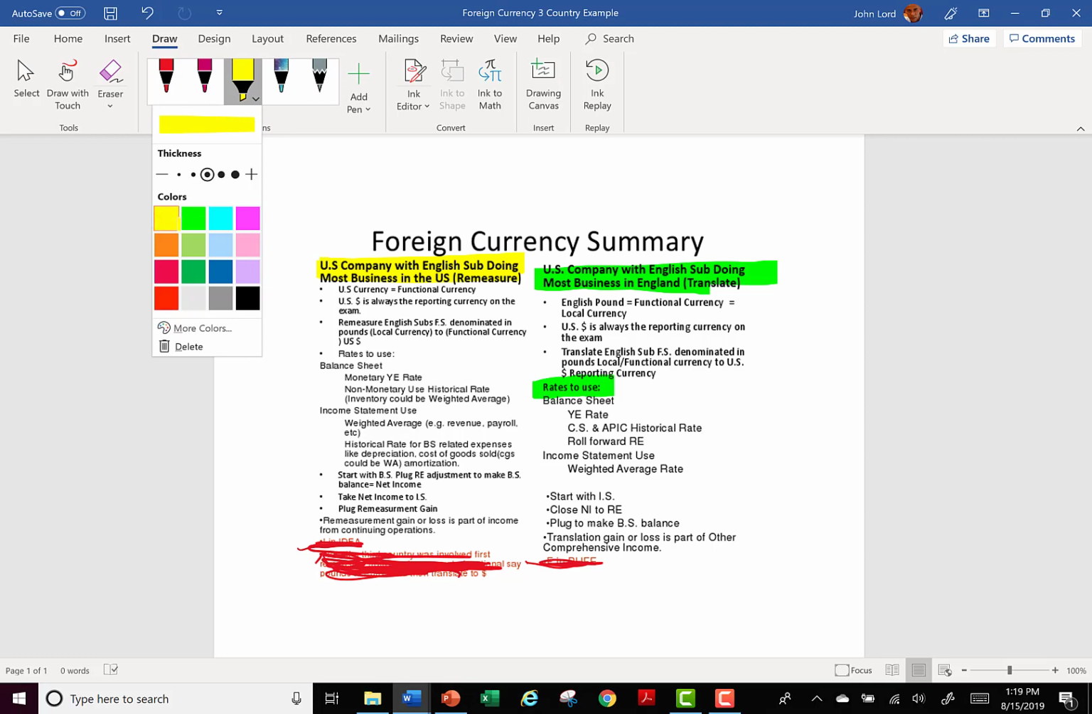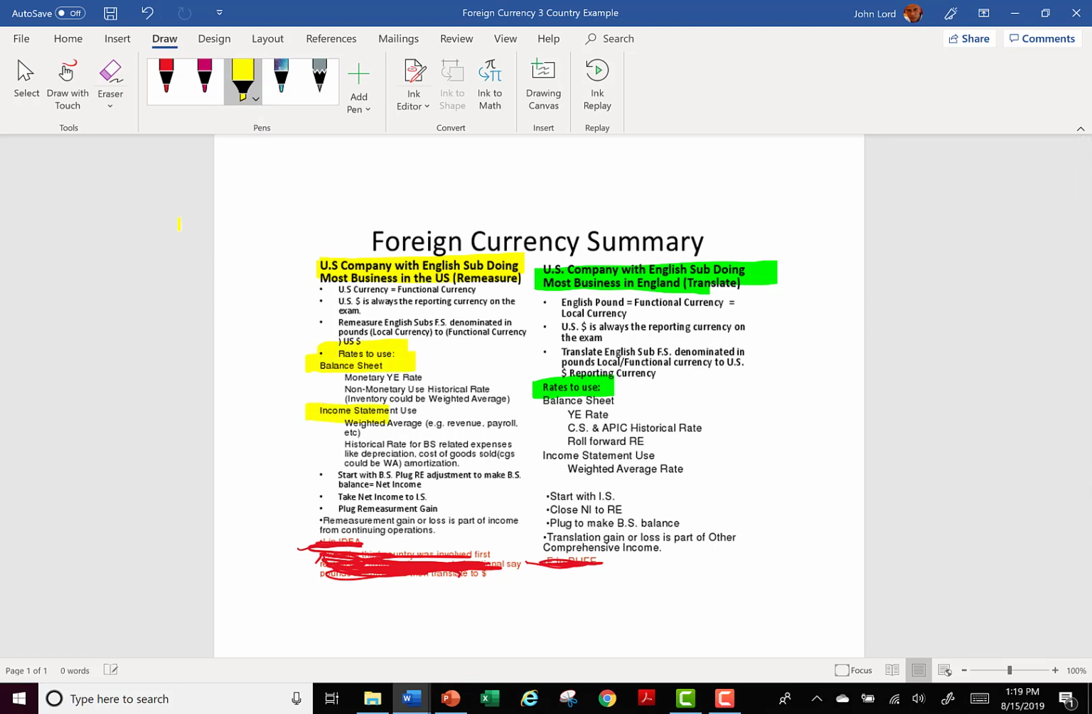Okay, which we saw in that other summary slide, but I like this one because it relates back to our little example. So, the rates to use for the balance sheet, for the income statement, etc. The only thing that might get a little confusing is we say for non-monetary use the historical rates, but be careful, inventory could be weighted average if they tell you the inventory was acquired evenly throughout the year.